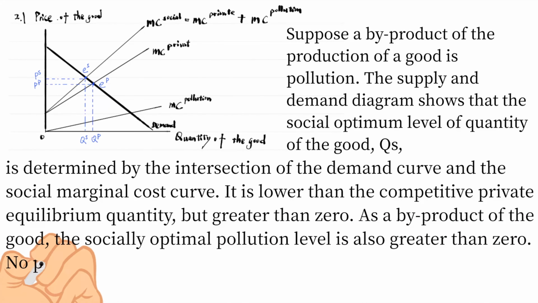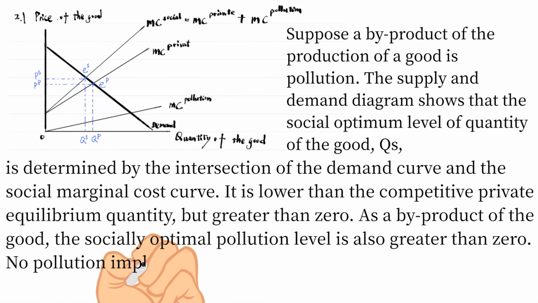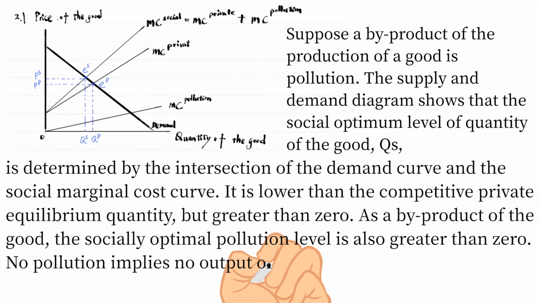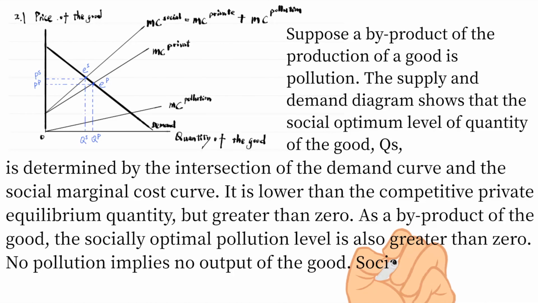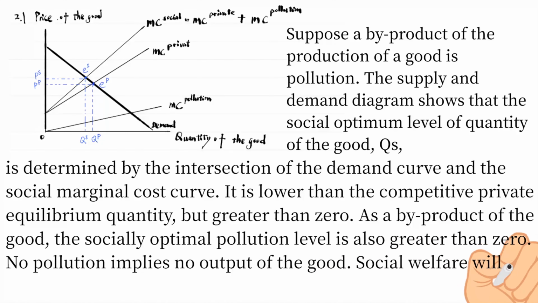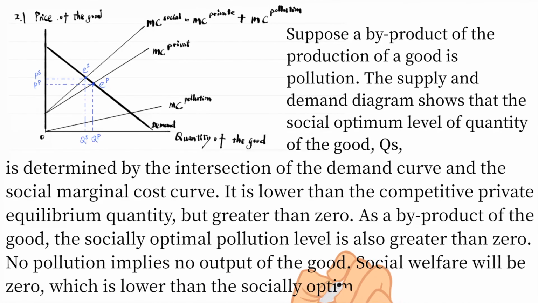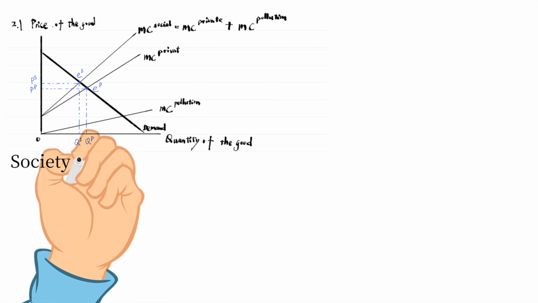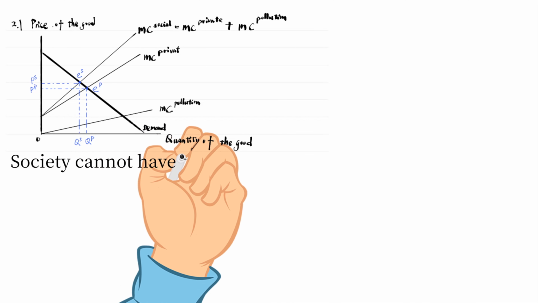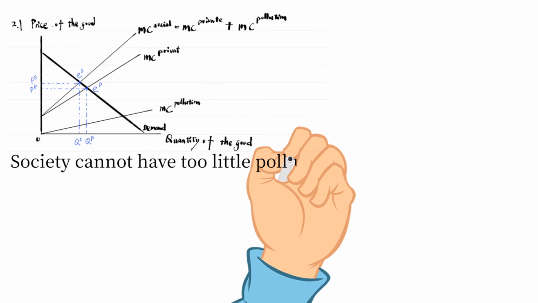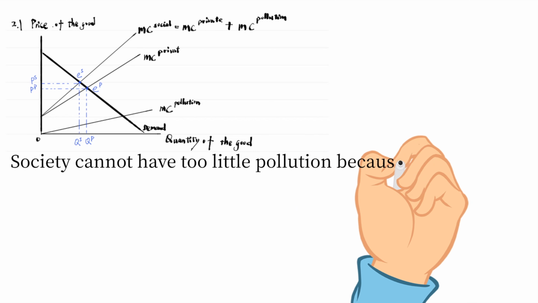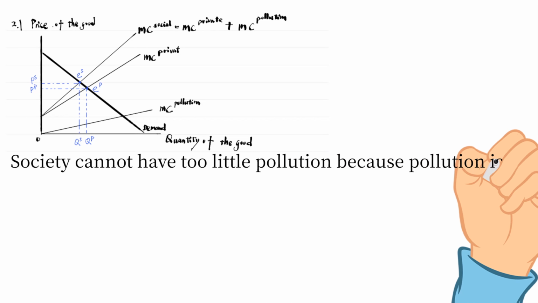No pollution implies no output of the good. Social welfare will be zero, which is lower than the socially optimal level. Society cannot have too little pollution because pollution is a negative externality and imposes a cost on society, as shown in the diagram.